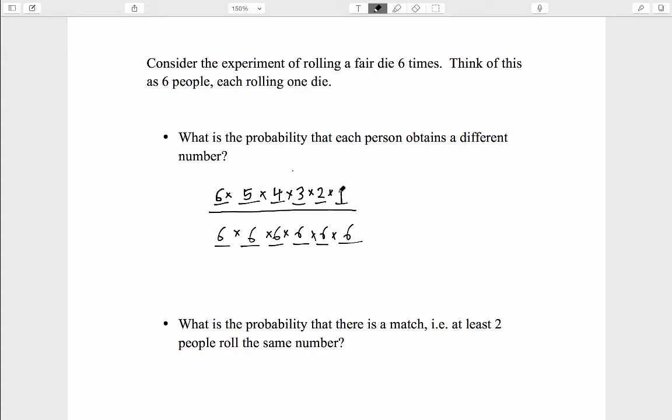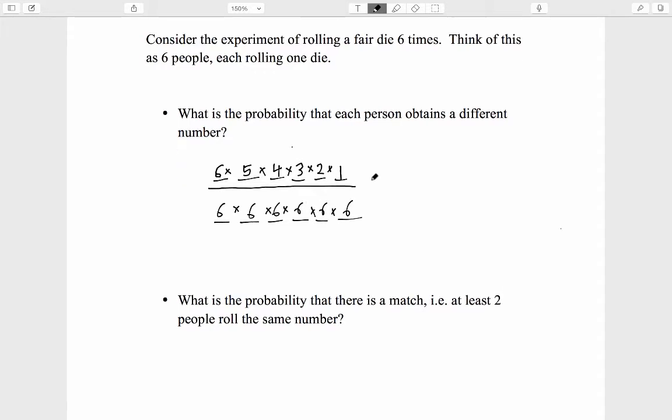We have counted in the numerator the number of outcomes in our event, and we have counted in the denominator the total number of outcomes possible for the experiment. It turns out that this equals 0.0154 approximately, and that is quite a low probability.